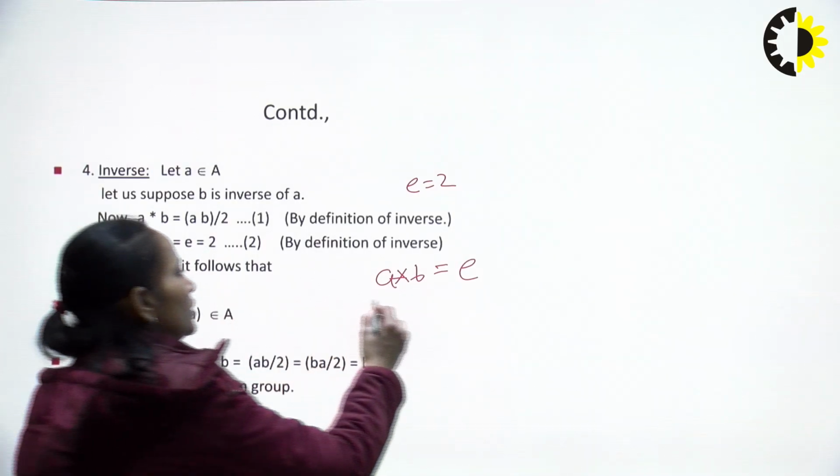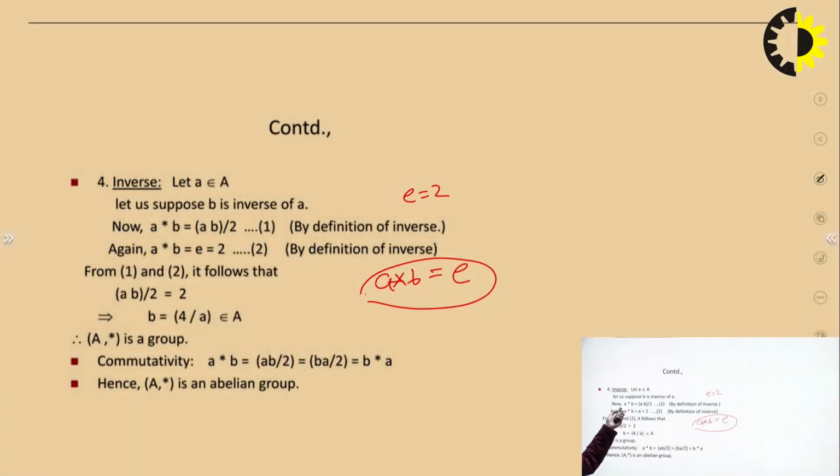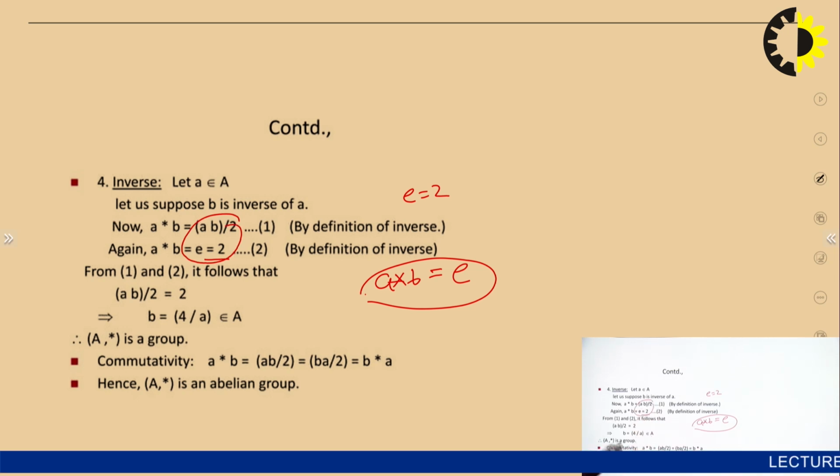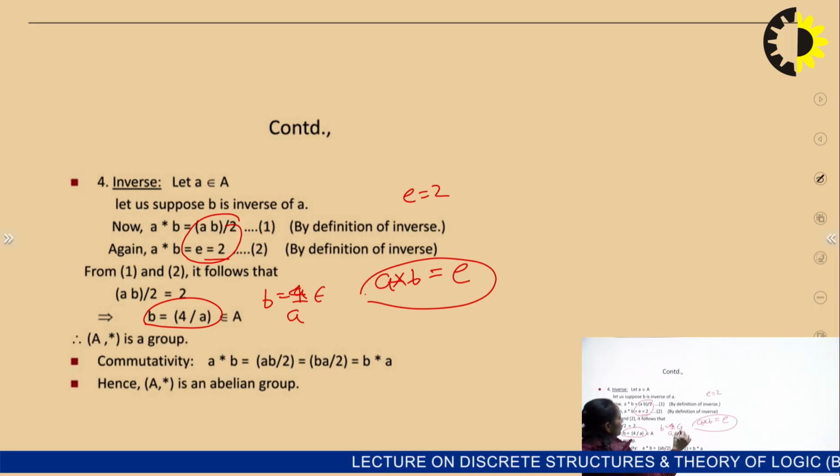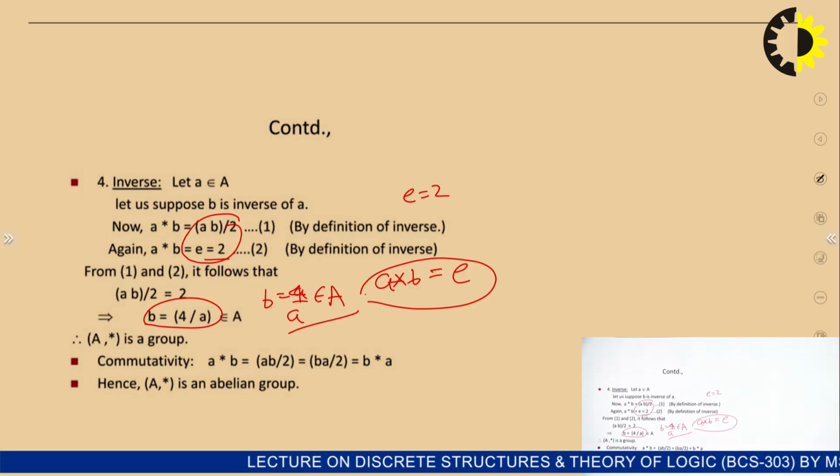So by using this property and the equation which is given in the question, A into B is equal to AB divided by 2. Also if the inverse of A is B, then A into its inverse is equal to E, and the value of E is 2. So from equations 1 and 2, we can say that AB divided by 2 is equal to 2. Then what is the value of B? B is equal to 4 upon A, which also belongs to the set A. So here the inverse of A is 4 by A. So the inverse also exists.